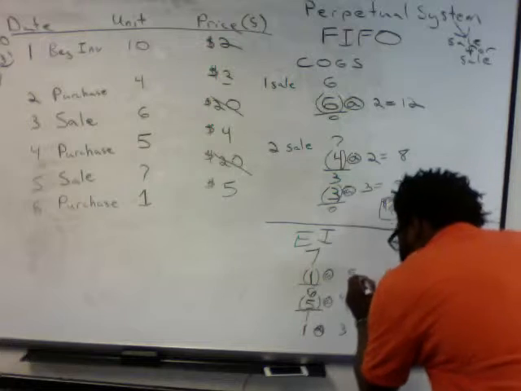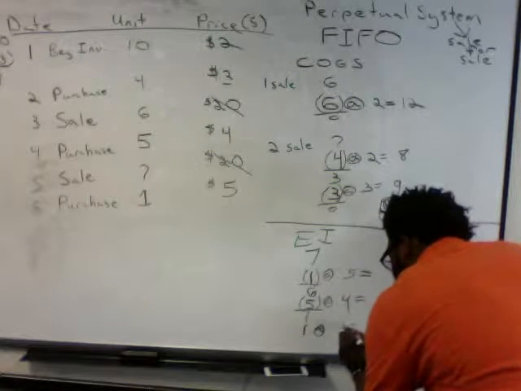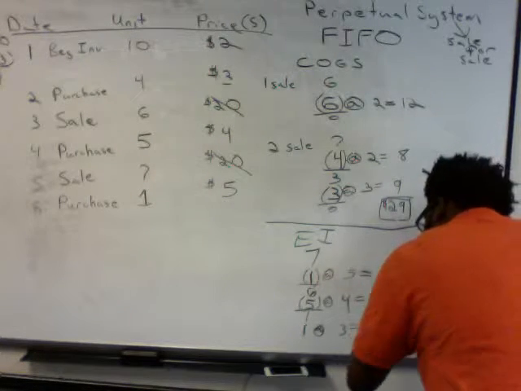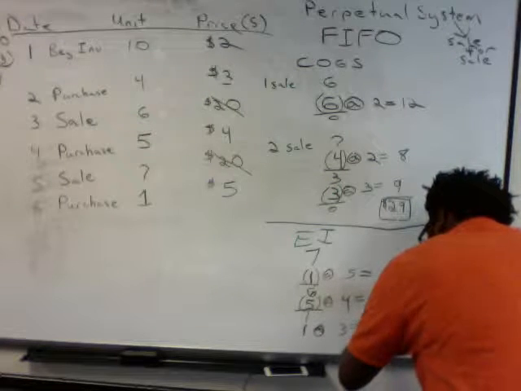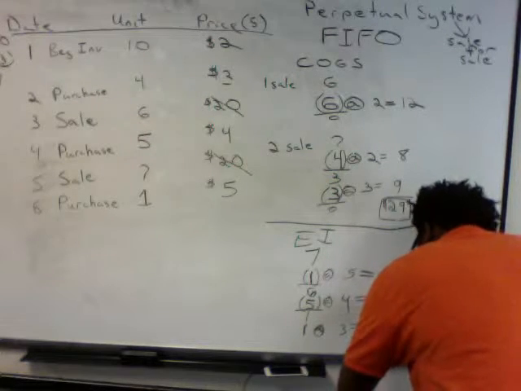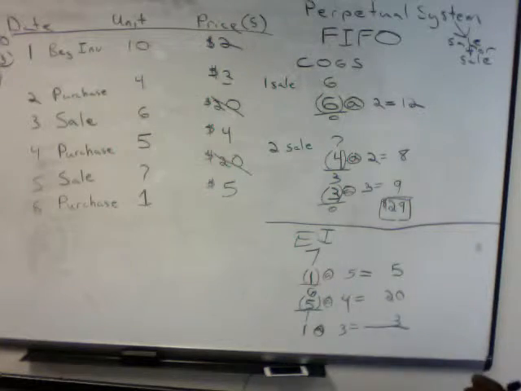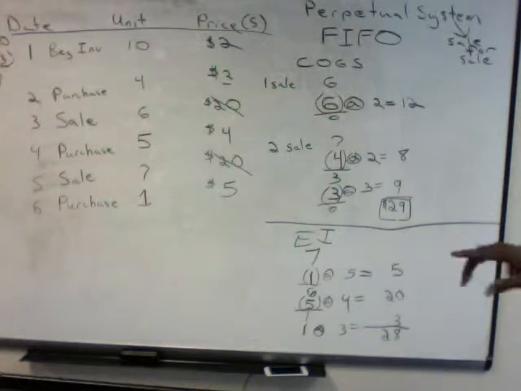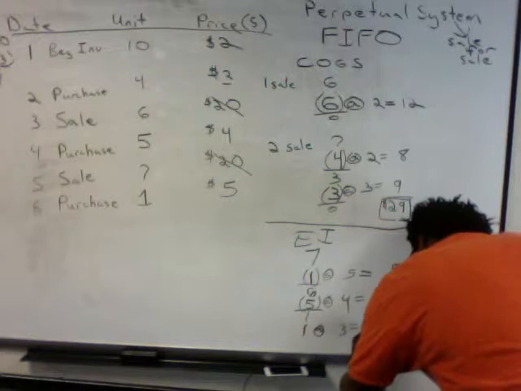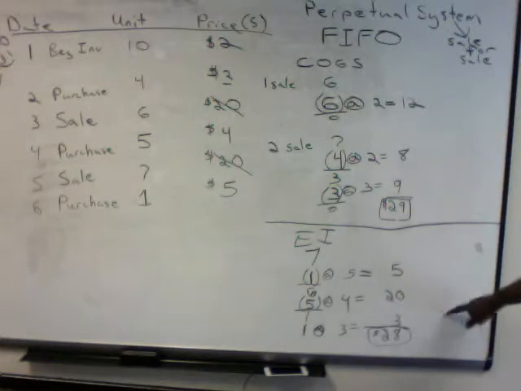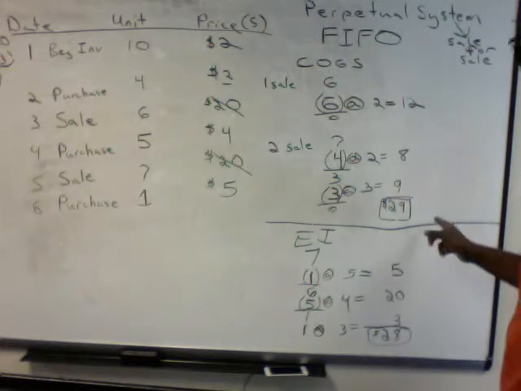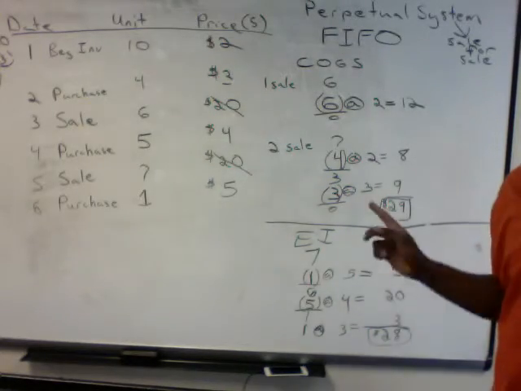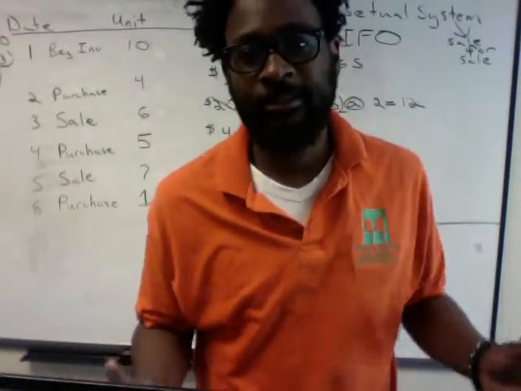And now we can calculate the cost of our ending inventory. 5 plus 20 plus 3. And that'll give us 28. Might need to bring out a calculator in a minute. But yeah, that's 28. So the cost of our ending inventory is 28. The cost of our goods sold is 29. This is FIFO.